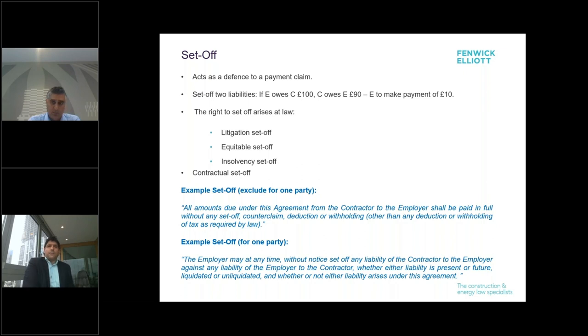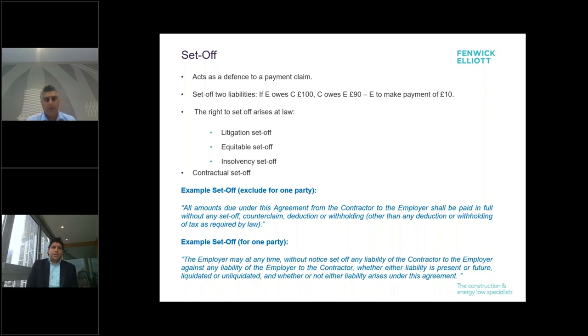So the right of set-off is quite wide, actually, if you look at it as it arises at law. There's a litigation right to set off, which actually applies across contracts. There's also an equitable right to set off that exists if the sums are closely related, so that would typically be under the same contract. There's also a right of insolvency set-off, which occurs in an insolvency scenario where you set off what's due from the creditors of what's left in the company, and that actually can't be excluded by law. And then at the bottom we've got contractual set-off. So these are the types of set-off you would see making their way into a contract.